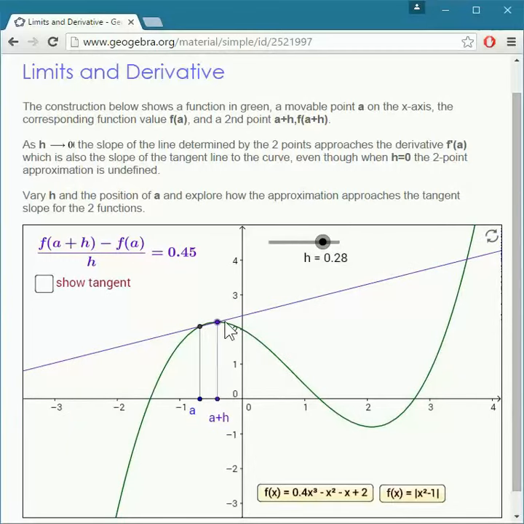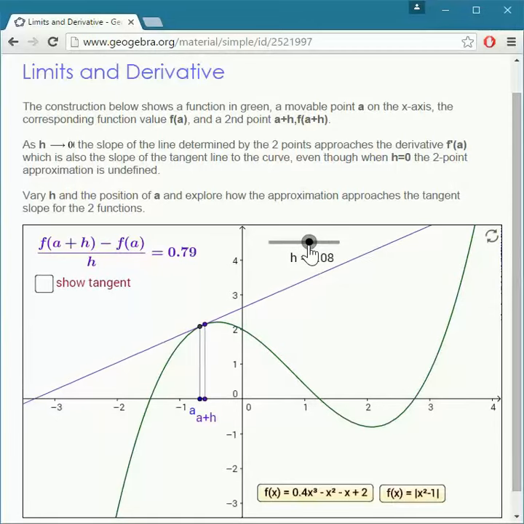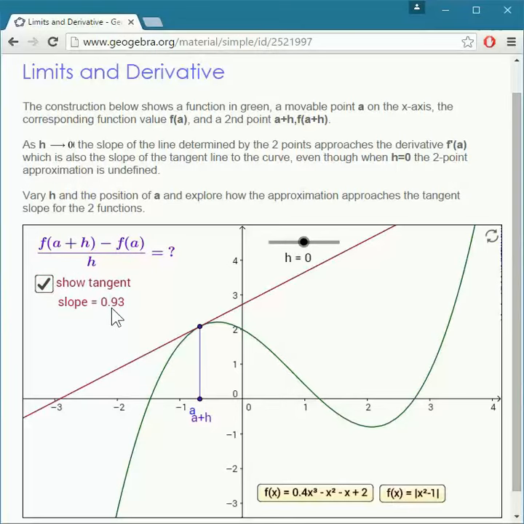These 2 points on the function determine a line, and the slope of the line is given by f of a plus h minus f of a over h, which in this case is equal to 0.45. As I let h approach 0, the slope of this finite approximation to the derivative approaches the slope of the tangent. When h is exactly equal to 0, although this function is undefined, its limit becomes the slope of the tangent line, which in this case is 0.93.